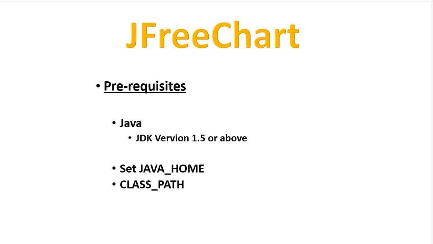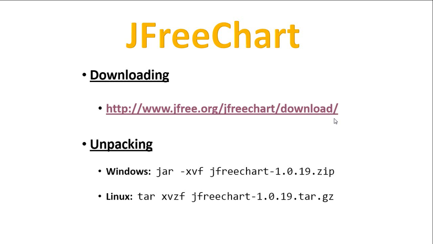Also, you have to set the class path as well, and you have to append the compilation location to the class path correctly. Then you have to download JFreeChart from their official site. You can find the latest version from here, and it's www.jfree.org/jfreechart/download. You can download the latest version and unpack the files, and you can find two types of files, zip files and TAR files. According to your operating system, you can choose one of them and download it.